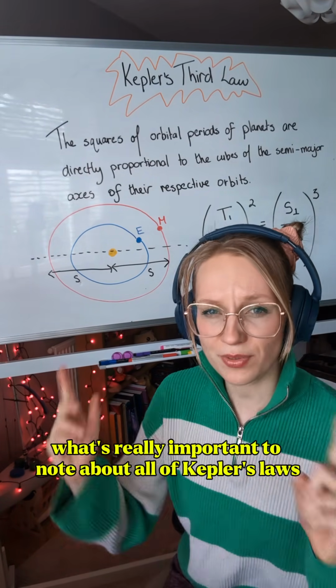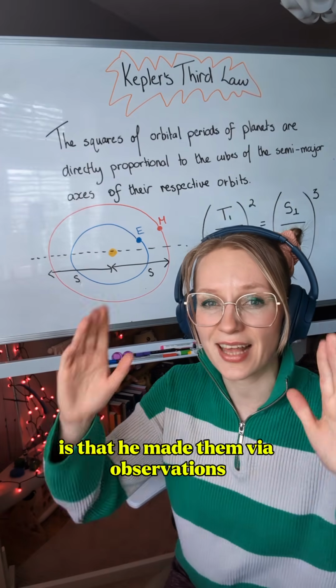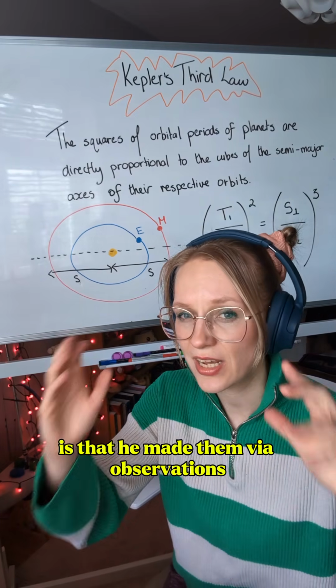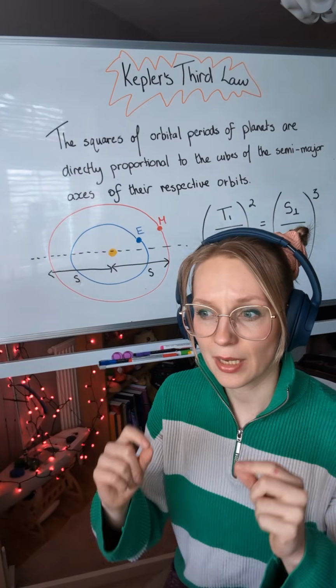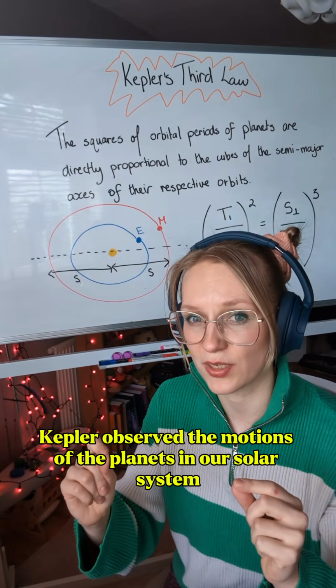come up with this? What's really important to note about all of Kepler's laws is that he made them via observations. It wasn't like Newton, where he did it via mathematics, calculus, and calculations. Kepler observed the motions of the planets in our solar system.